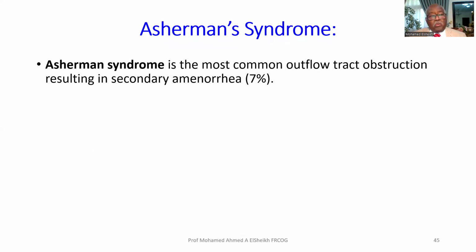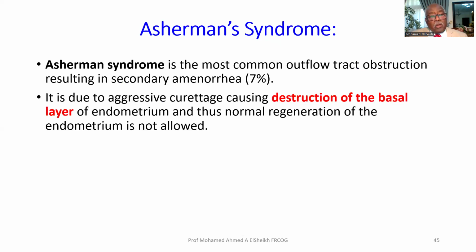The most common cause is outflow tract obstruction, resulting in secondary amenorrhea, with about 70% prevalence. It is due to aggressive curettage, causing destruction of the basal layer of the endometrium, and thus normal regeneration of the endometrium is not allowed.